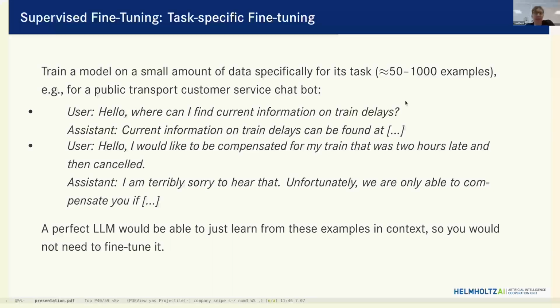Yeah, there's another thing we can do after training called task-specific fine-tuning. Basically, this is similar to the instruction tuning I showed earlier, just with task-specific examples. In the interest of time, I will skip this here.